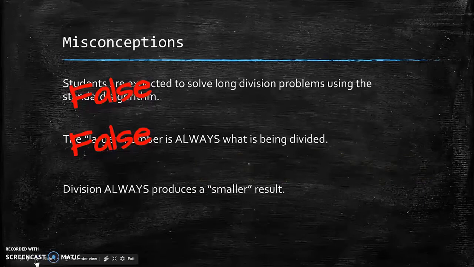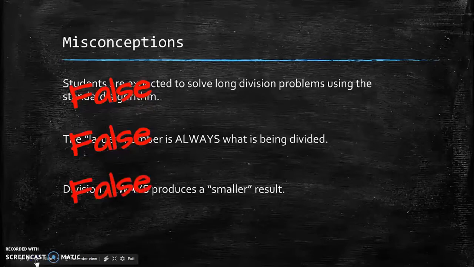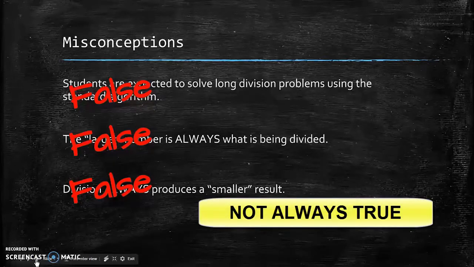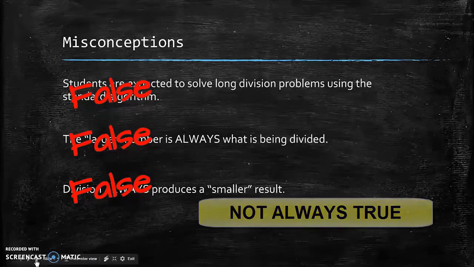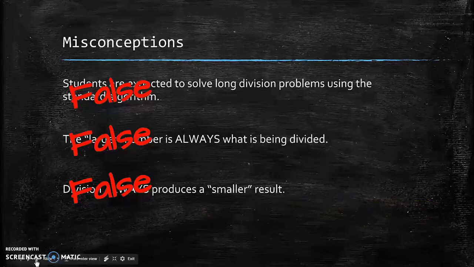The third misconception is that division always produces a quotient that is less than the dividend. However, when using divisors that are less than 1, it is possible to get a quotient that is greater than the dividend. For example, 4 cookies divided into half-size pieces will result in 8 half-size pieces. Therefore, 4 divided by 1/2 is 8.